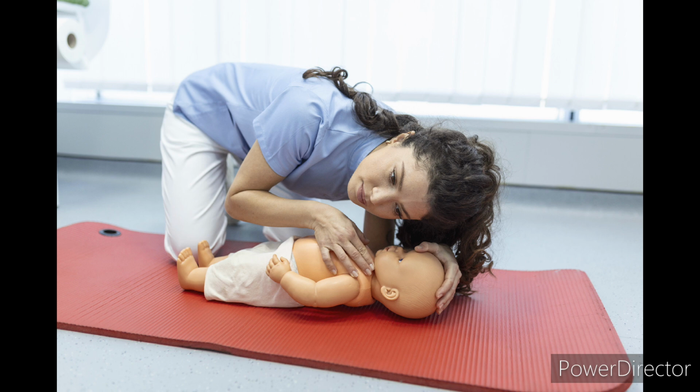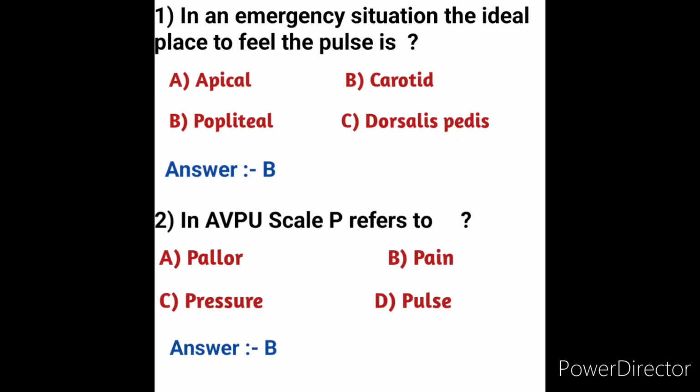Let's move on to question number 2. In the AVPU scale, P refers to which option? Option A, pallor. Option B, pain. Option C, pressure. And option D, pulse.